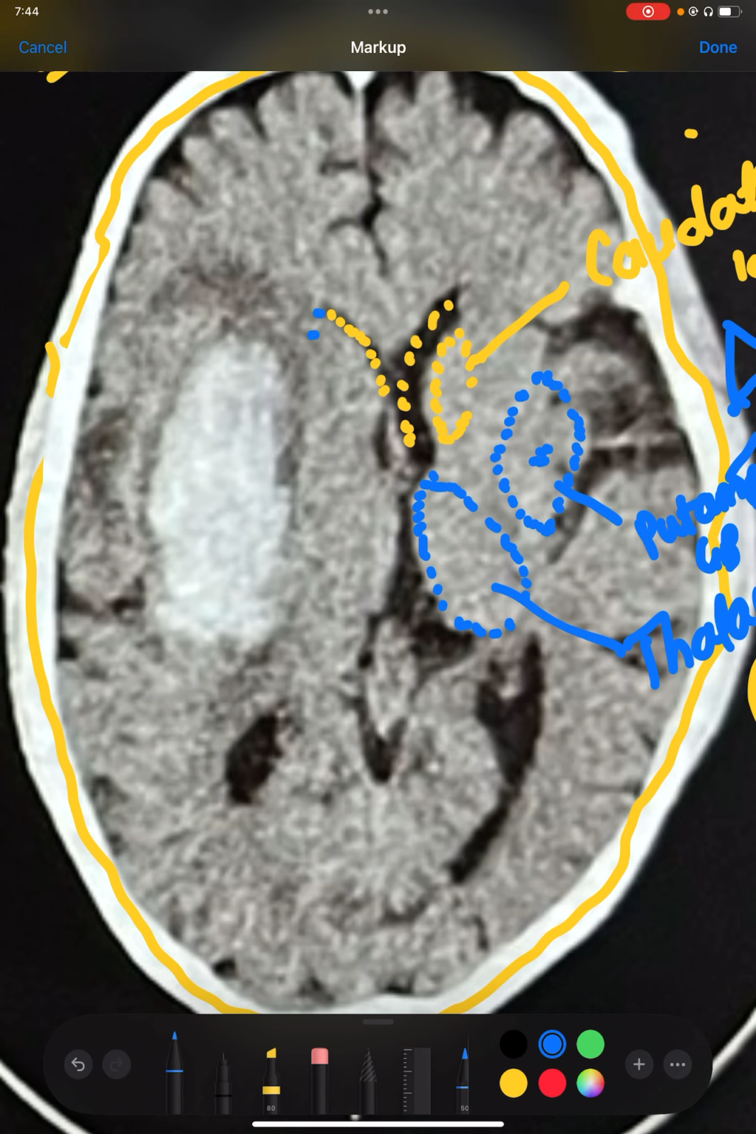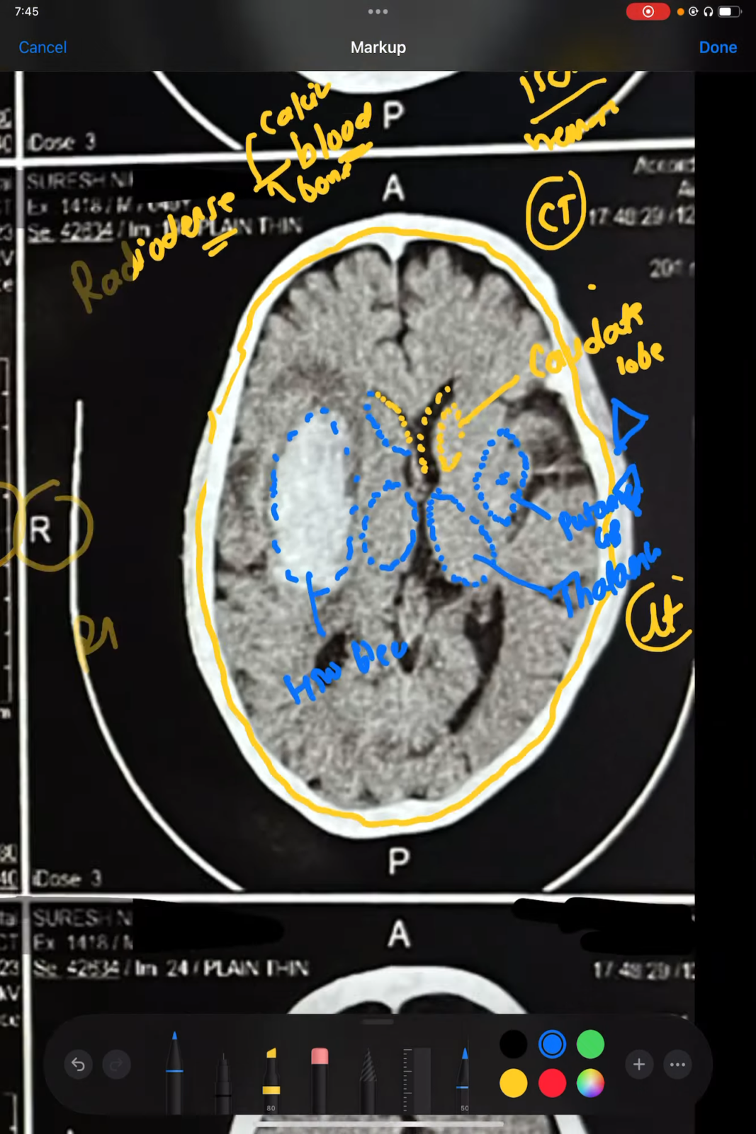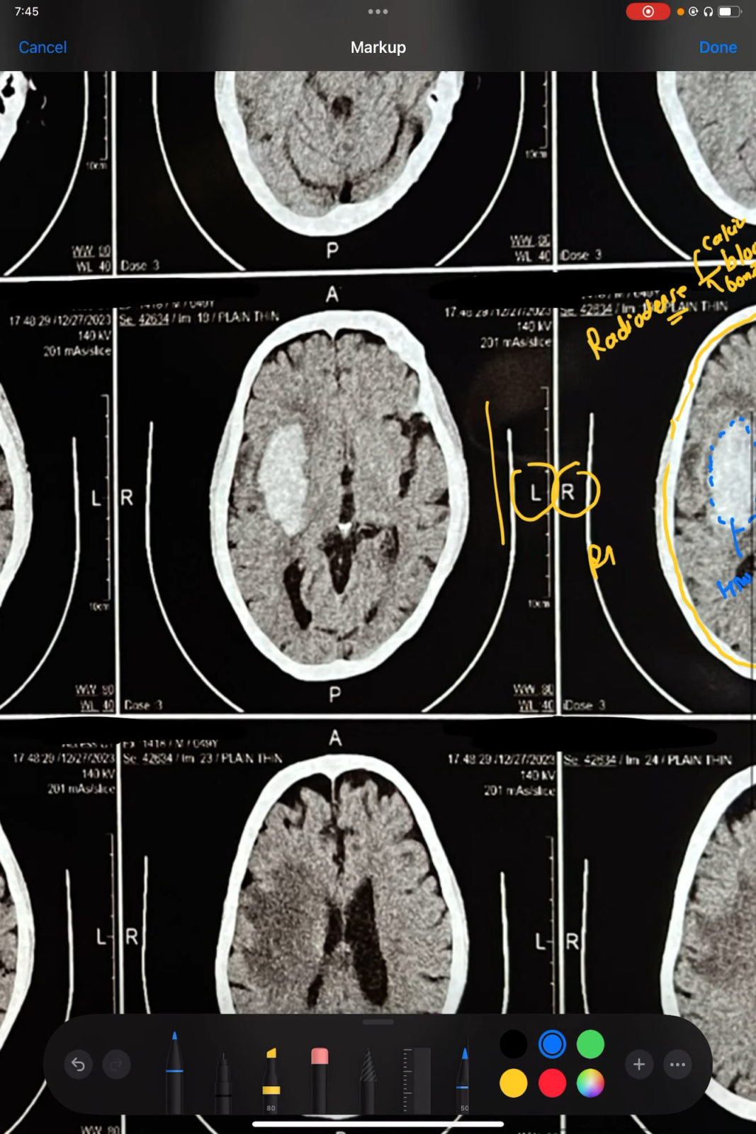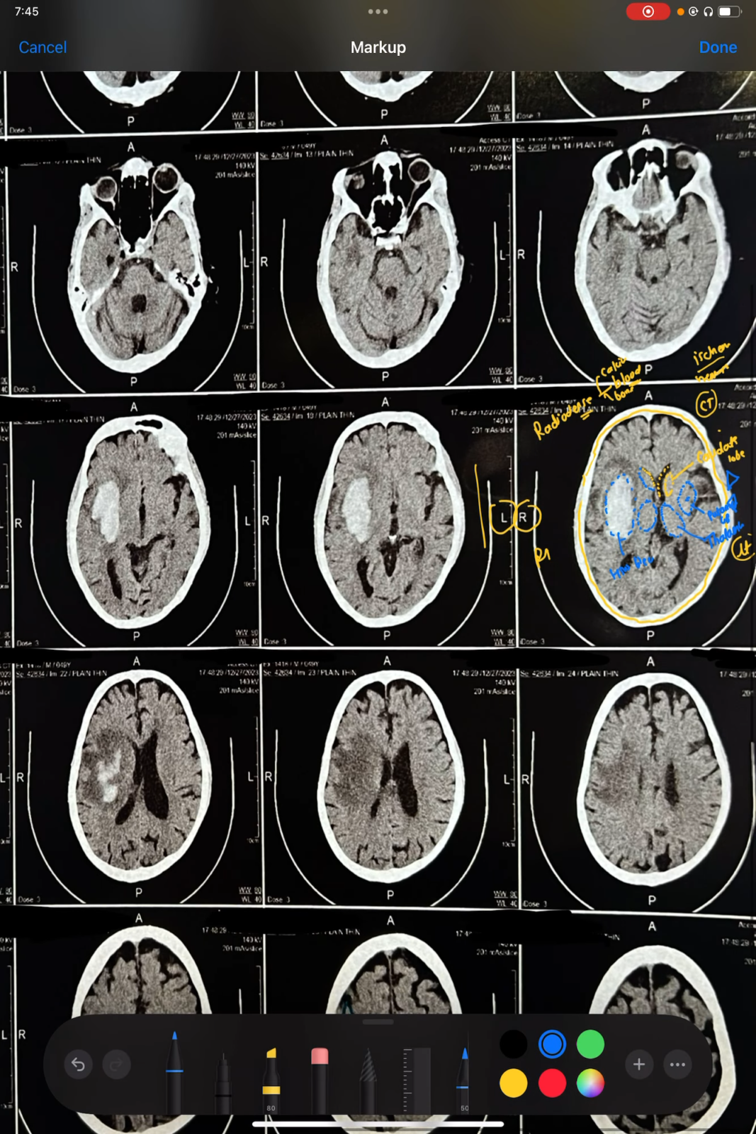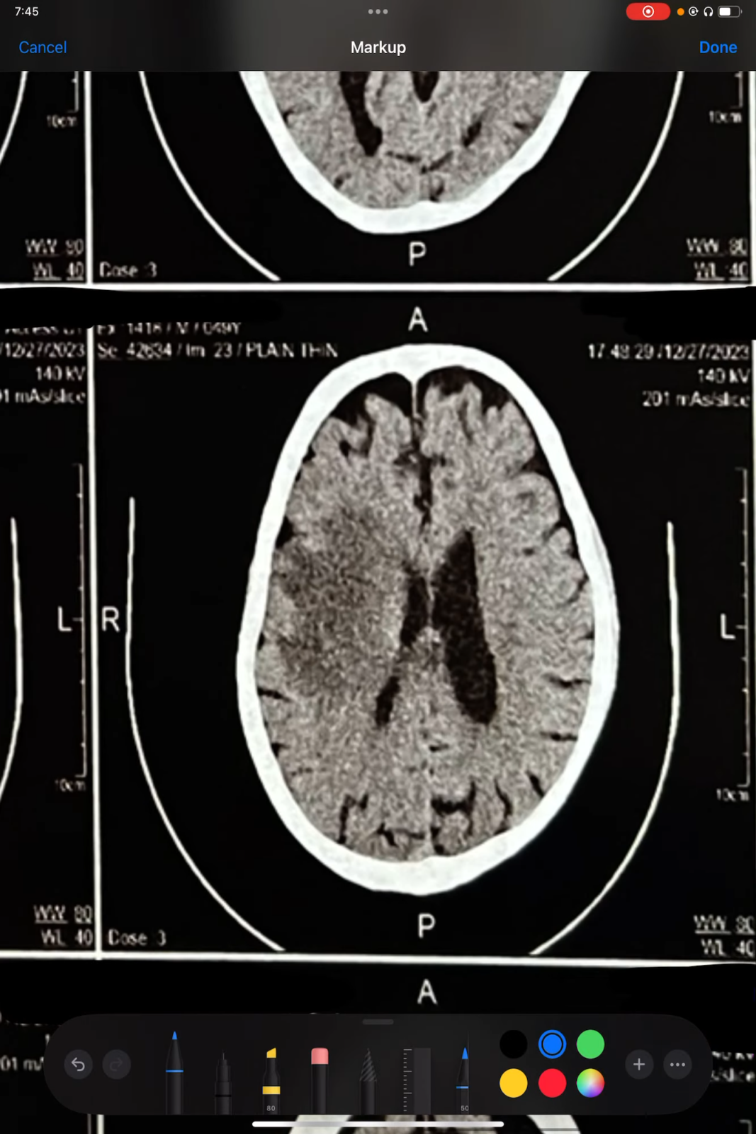So here, this is the caudate area, this is the thalamus area, which are very well preserved, but the patient has a significant bleed in this area, which is the putamen and globus pallidus, which is the most common site for hypertensive bleed. So this is a very typical example of a putamenal bleed in an uncontrolled hypertensive patient with not only bleed but also the edema.